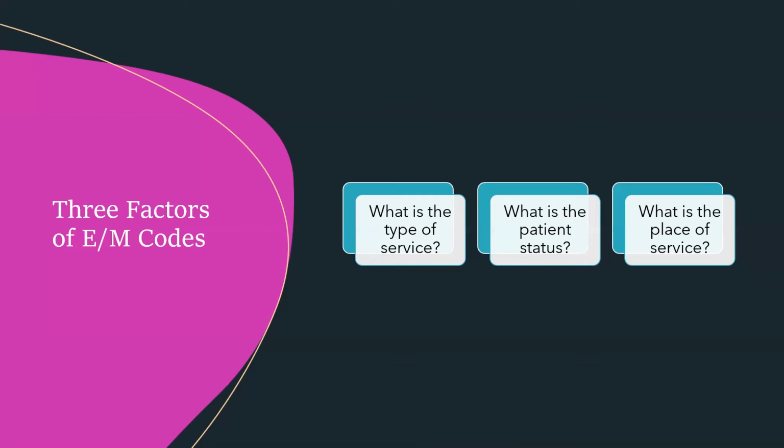And the third one, the place of service. The place of service is where the service was delivered. So the outpatient setting, outpatient office, skilled nursing facility, was it in the hospital?